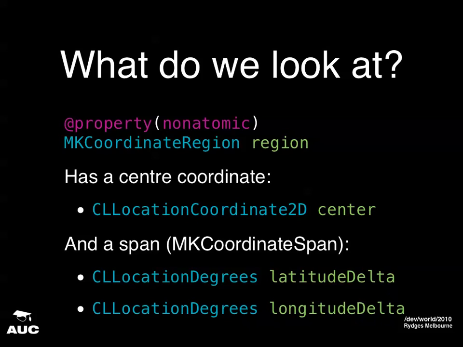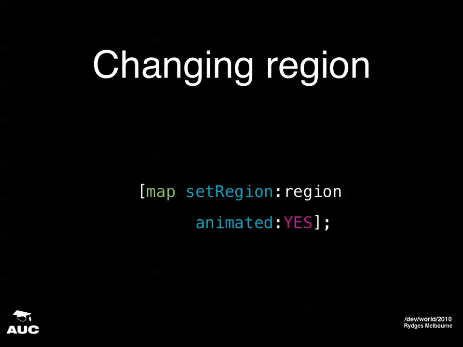When you're playing with Mapkit, you're just going to have to experiment to find a span that works for you, but it's worth keeping in mind. Oh, talking a bit slow. So how do you change the region?